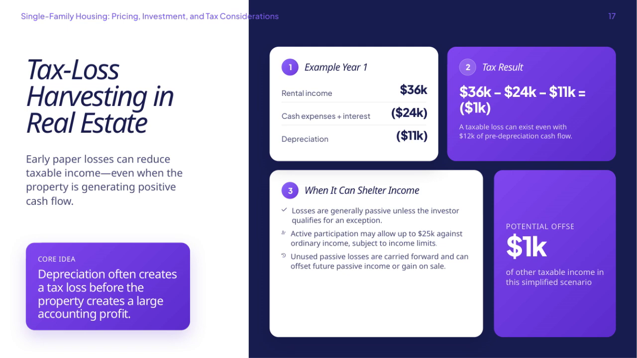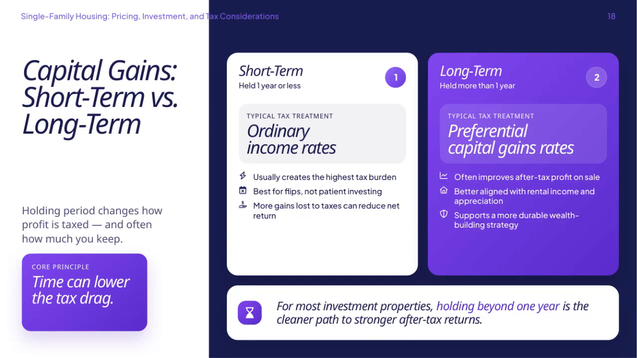When it comes to capital gains, the holding period plays a crucial role in determining how your profit is taxed and ultimately how much money you get to keep. The key idea here is that time can actually reduce the tax burden, often referred to as lowering the tax drag. Let's start with short-term capital gains. These apply when you hold a property for 1 year or less. The gains you realize are taxed at ordinary income rates, which typically results in the highest tax burden. This approach tends to be more suitable for quick flips rather than patient, long-term investing.